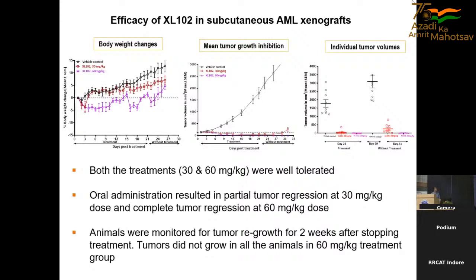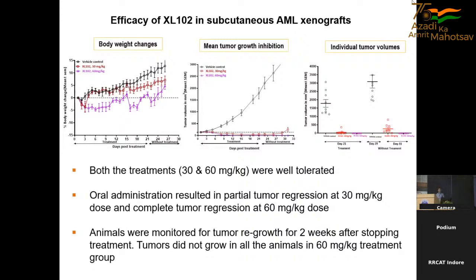When we look at the tumor reduction, oral administration resulted in partial regression at 30 mg per kg, while there was complete tumor regression at 60 milligram per kg. This is the control, where the tumor keeps increasing, while the 30 and 60 are both at the bottom, but 60 was able to completely eliminate the tumor as compared to 30 milligram per kg. And what we noticed after 3 weeks of treatment, when we allowed the tumor to grow, is that in the 30 milligram per kg arm the tumor came back again, while at 60 milligram per kg it did not. So it means the 60 milligram per kg dose was good enough for these animals.